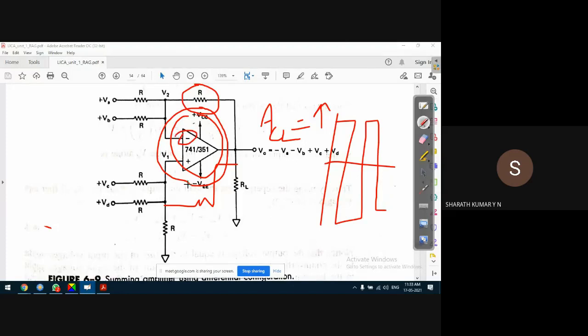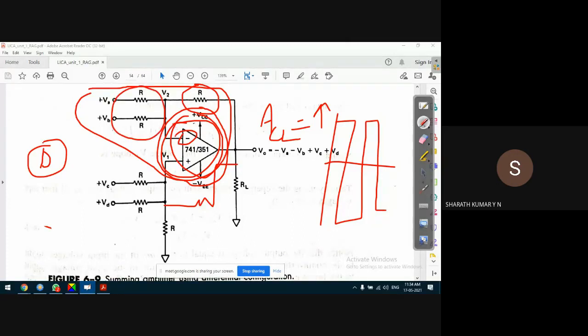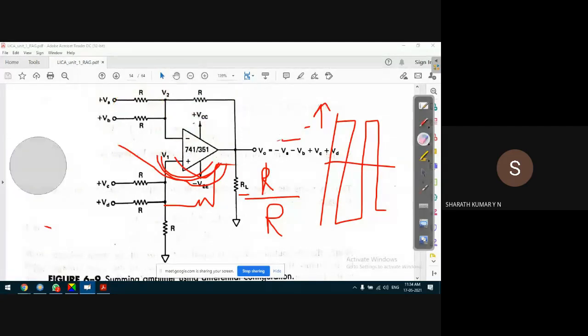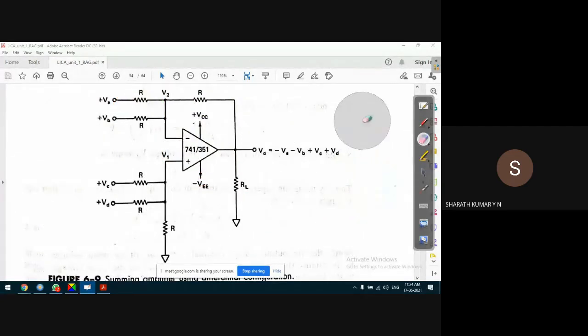In that condition, when the op-amp is used as a difference amplifier, since feedback is given to the inverting input terminal, the gain of the amplifier depends on the inverting amplifier configuration. That is the feedback resistance divided by the input resistance, which is R by R. To be more precise, minus R by R, which is equal to 1. In this combination we should not have a doubt whether it is an inverting or non-inverting amplifier. It is basically a difference amplifier.